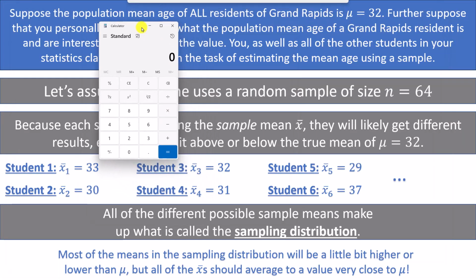So if you were to add up all of these means, 33 plus 30 plus 32 plus 31 plus 29 and 37, and you divide all of those by 6, they do turn out to be 32 exactly. Now, is that always going to happen? Not necessarily, but if you had a very, very large number of sample means, you would expect that the mean of all of those sample means would be equal to 32 or very, very close to that value of 32.